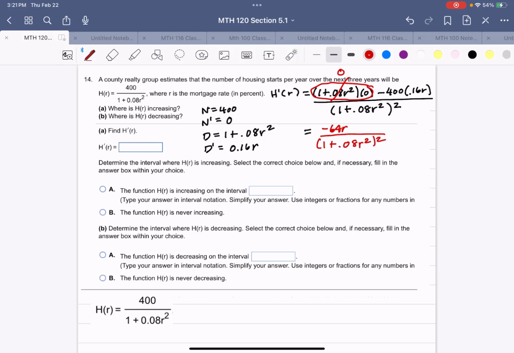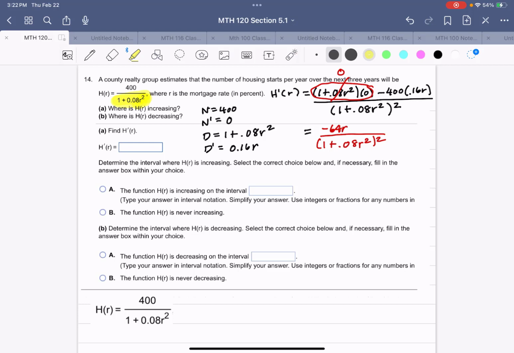Okay, so we should talk about the domain here and what we want to do on our number line. The first thing I'll notice is I do have a denominator, but this denominator will never be 0. For that to be 0, 0.08 r squared would have to be a negative 1, and there's no way when you square that r, it's always going to be positive. So the denominator is never 0.